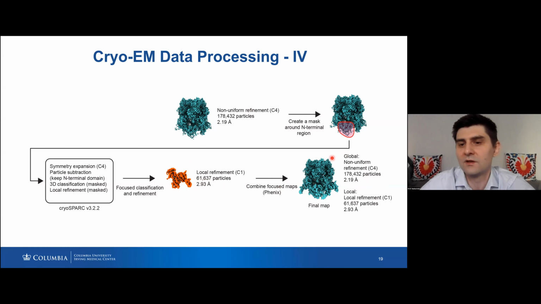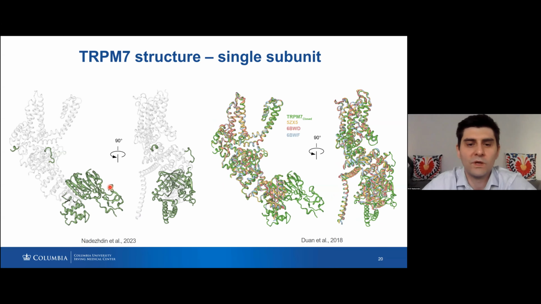The resolution of the global uniform refinement is close to 2, and the resolution of local refinement of the lower part is close to 3. So what we got from this local refinement, everything that you can see here on the left in green, is the newly built stuff that we were able to squeeze out and build into the model because of the symmetry expansion and local refinement. But this is just one subunit of the channel that consists of 4 subunits.